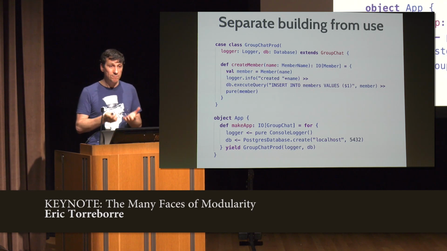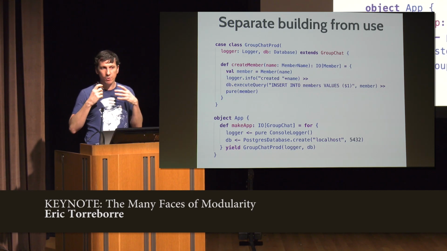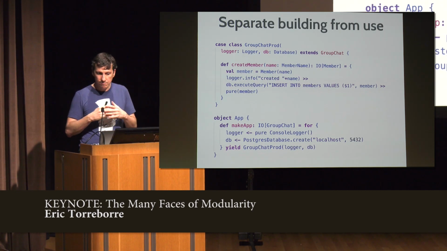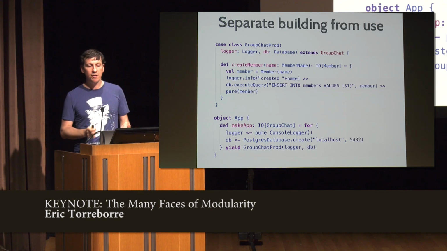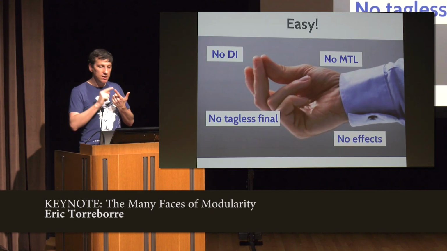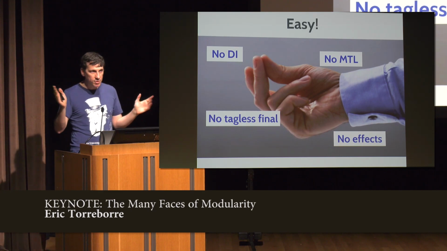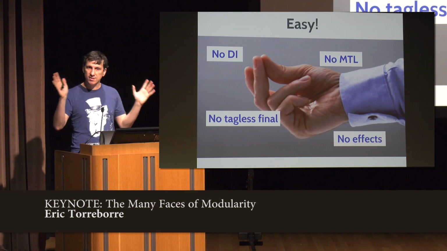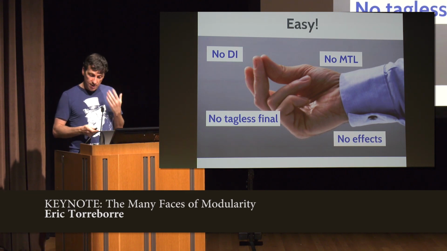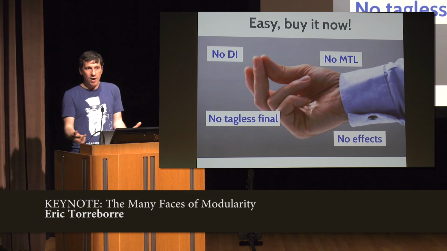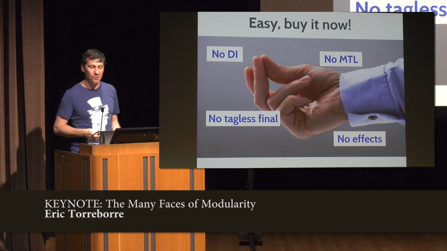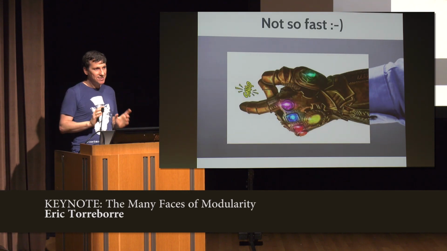I think it's a very simple thing to do. That's something that people who are new to Scala, everyone should understand this. It's a very easy way to build applications. No DI, no MTL, no words like tagless final, I don't know what that means. No effect libraries that use the type system in so many ways. It's so easy, I should probably market this and sell this, right? It's powerful. But not so fast.